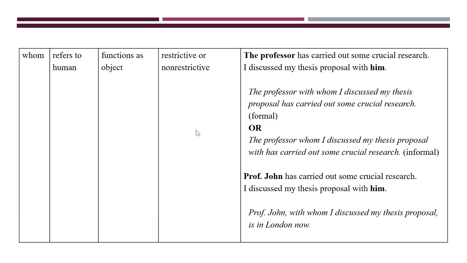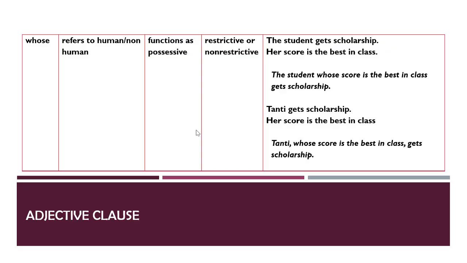Commas are needed. Prof. John, with whom I discussed my thesis proposal, is in London now. Prof. John is in London now is a main clause, while with whom I discussed my thesis proposal is an adjective clause. Okay, then the next relative pronoun is whose. Whose refers to human or non-human, functions as possessive. It can be both restrictive or non-restrictive.